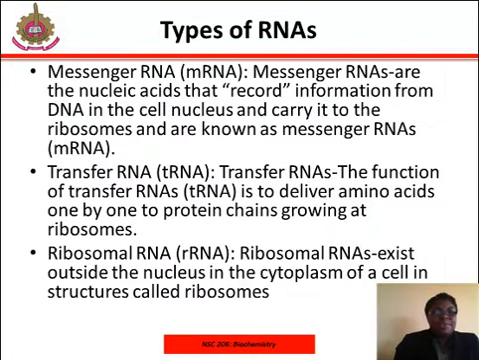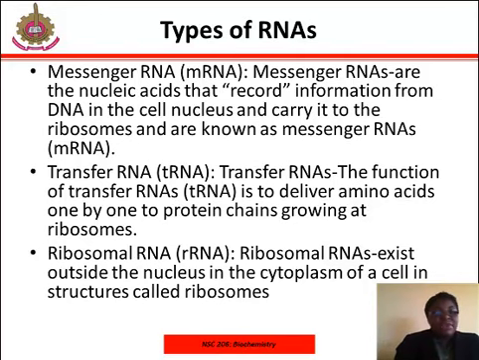Types of RNA. There are 3 major types of RNA. We have the messenger RNA. Messenger RNAs are nucleic acids that record information from the DNA in the cell nucleus and carry it to the ribosome, and they are known as messenger RNA.